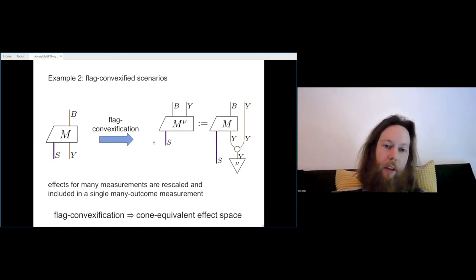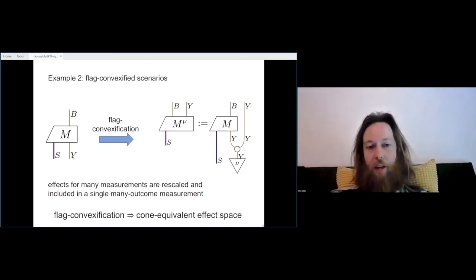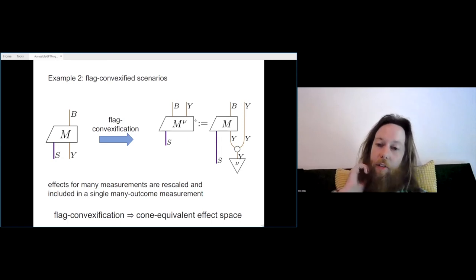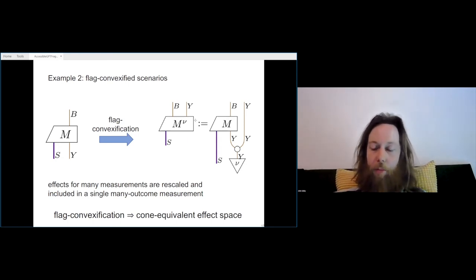Another nice example is this idea of flag-complexifying a measurement. If you take some measurement defining a theory, and then we bend the input round into an output, as you can see on the right-hand side here, this gives you a new measurement, which now has a single, unary setting and lots of outcomes. And this preserves, again, the cone of effects. It changes the precise geometry, but the cone stays invariant.